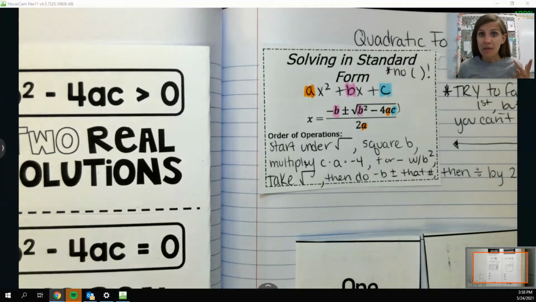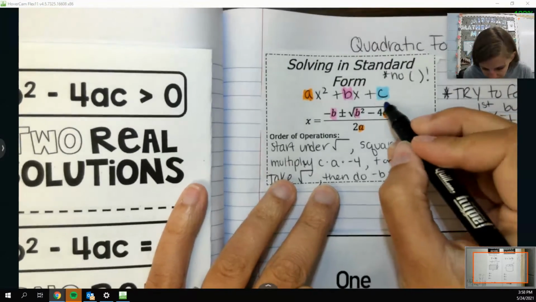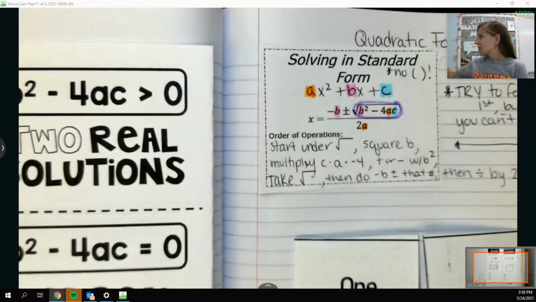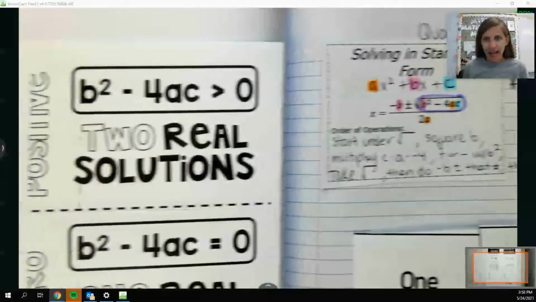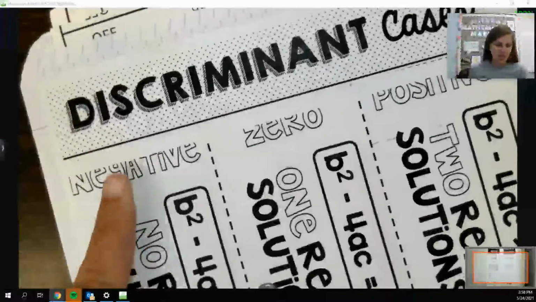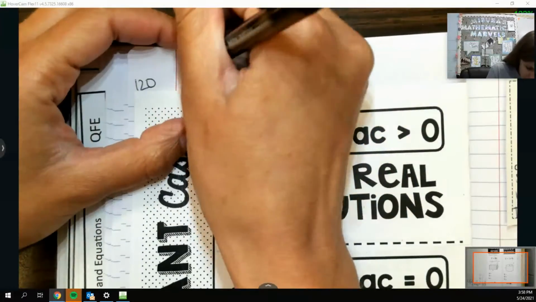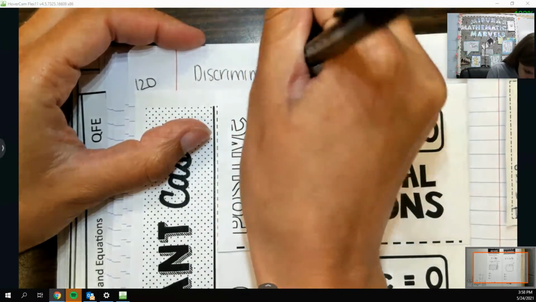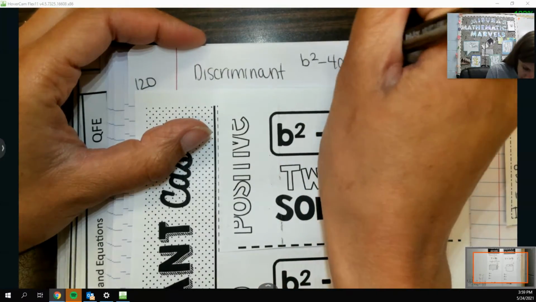Because the thing is, sometimes my quadratic does not even have a solution. And so the part that will tell me is the part underneath the square root. So that little formula underneath the square root actually has its own name. It's called the discriminant. Okay, so the discriminant is just the equation b squared minus 4ac.